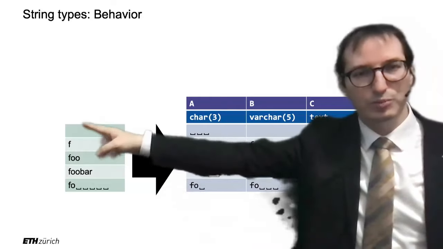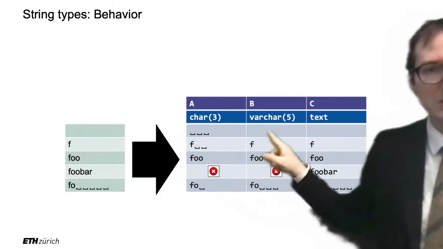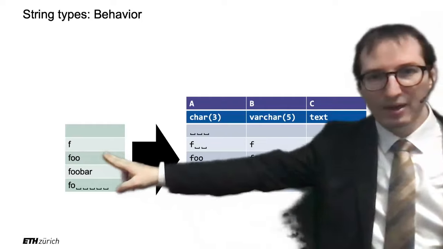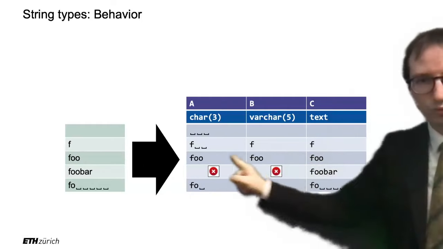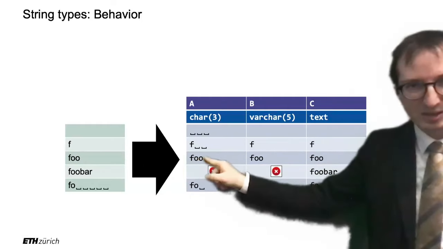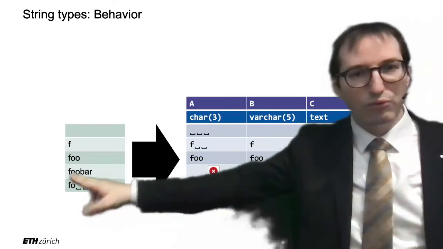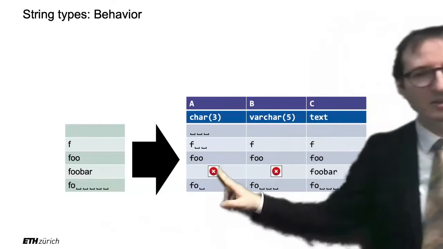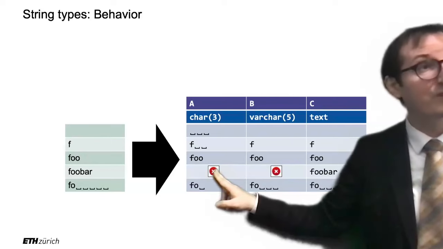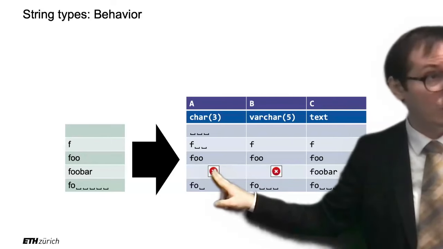Then, of course, if you just put nothing, then you're going to get 3 spaces here, and here is going to be empty. Here, foo is going to work for all of them, right? Here is exactly 3, so that's good. Here it's less than 5, and here we can put anything. Foo bar is going to be rejected here. You will get an error. That's a very nice feature of PostgreSQL and such systems.